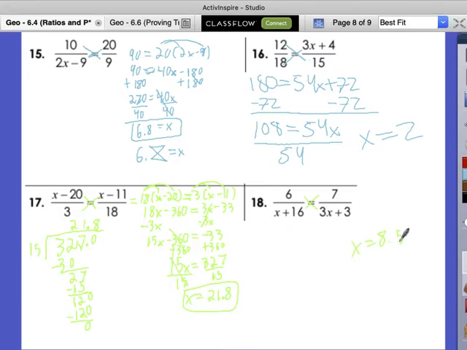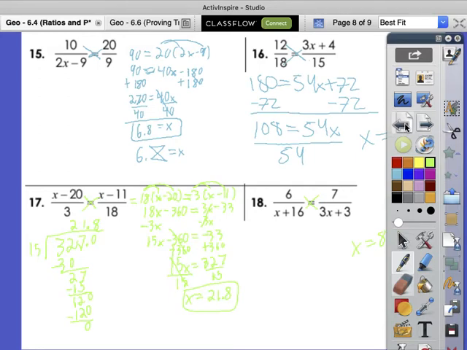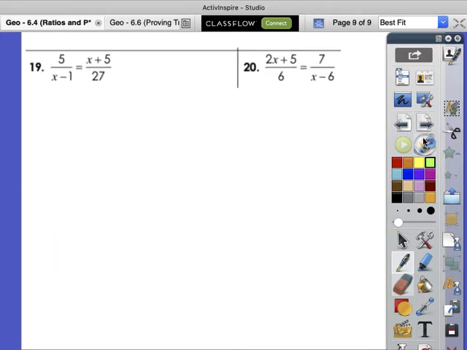Okay. No, I'm actually not gonna do 6.5. We're gonna do 19 and 20. And these are a different type. These are gonna end up being different. Now we notice a subtle difference between 17 and 18 compared to 19 and 20.